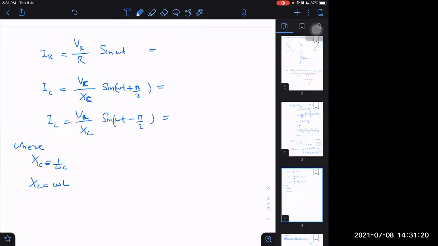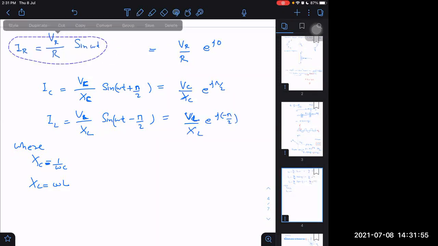Can I say that this is nothing but VR divided by R into e raised to power j into 0. This I will say VC by XC into e raised to power j into pi by 2. This I will say VL by XL into e raised to power j into minus pi by 2. Is it okay?